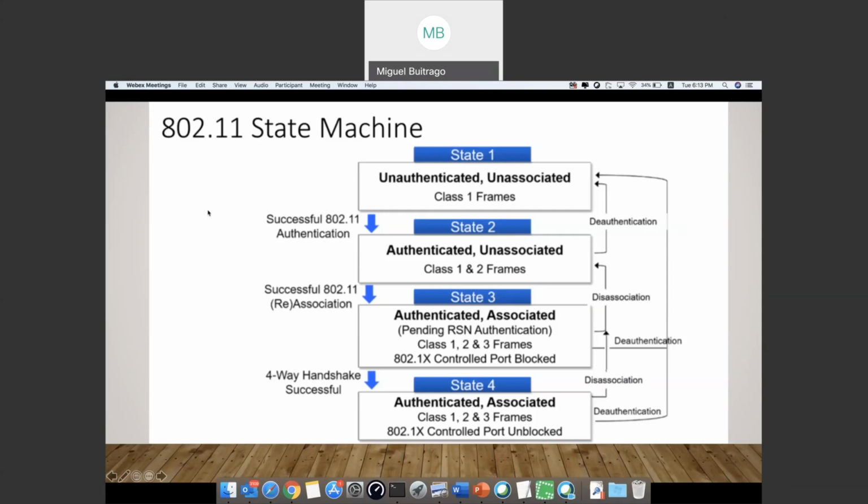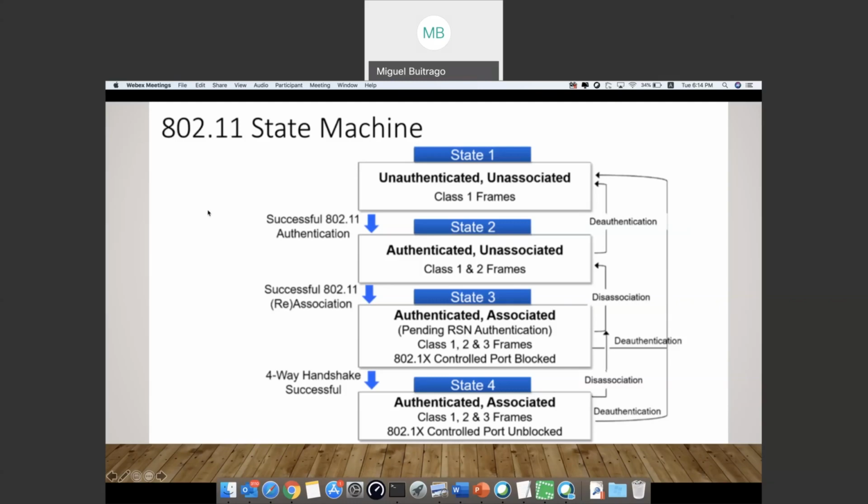In this case, state 3 and state 4 allow class 3 frames, for example infrastructure BSS data frames, infrastructure BSS action frames, PS-Poll, block acknowledge request, block acknowledge response, etc. in these states. This is the reason it's included as the fourth potential state here.